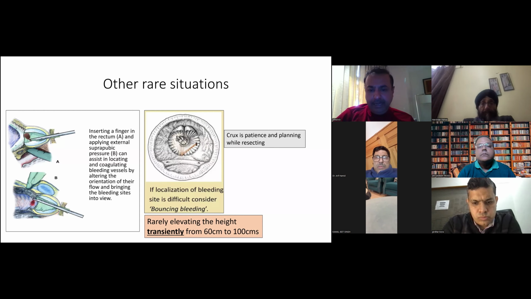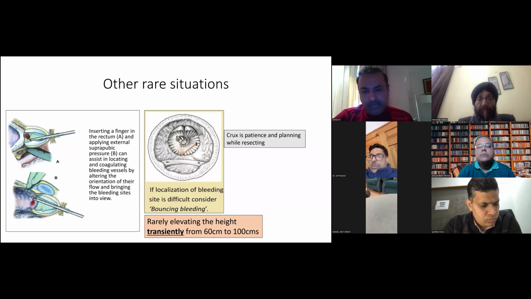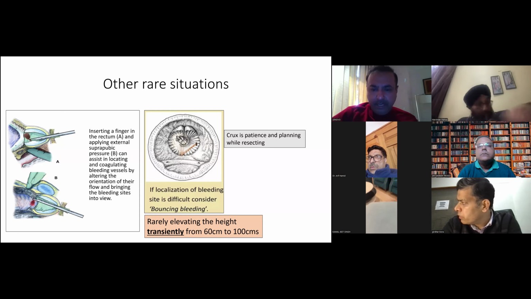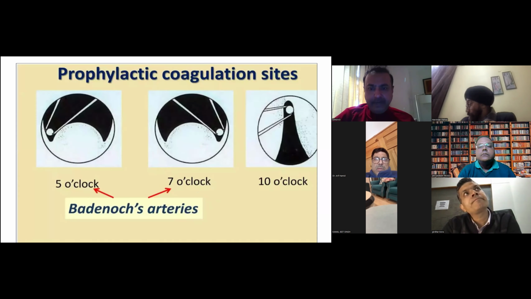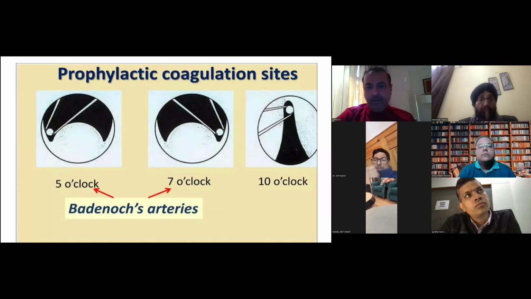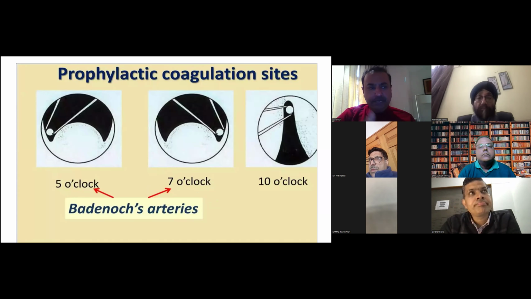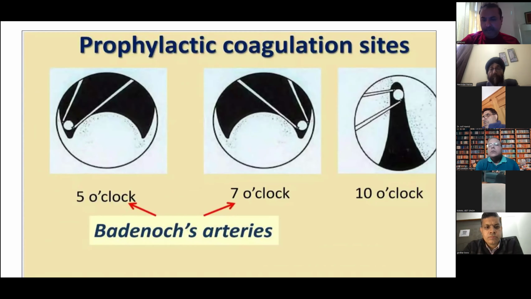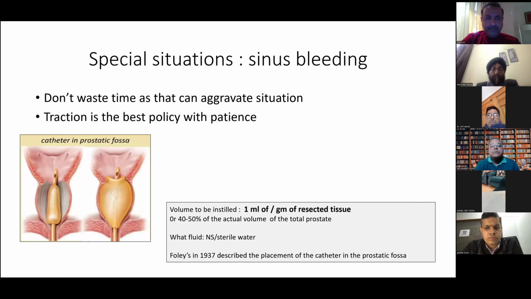So elevating the height, that too transiently, will help you in attaining what you want to attain. Temporarily you can take it from 60 to 100 centimeters. This is the Badenoch's arteries, which are at 5, 7 and 10 o'clock. I've never used this, because with the newer cauteries it is of great help to us to not get into trouble. But this is one of the techniques which has been described in literature. So you can coagulate them prior and then proceed with your resection.